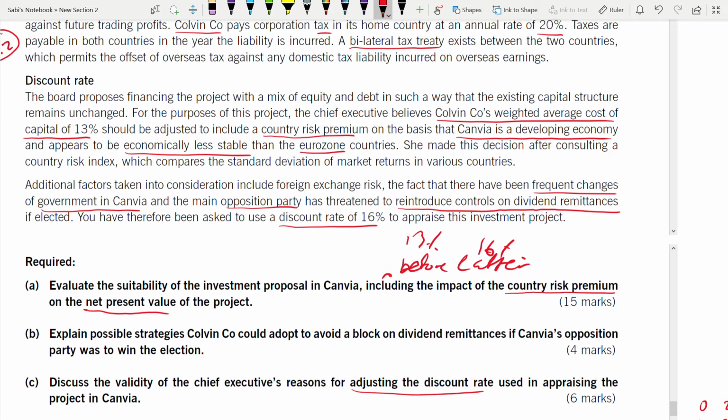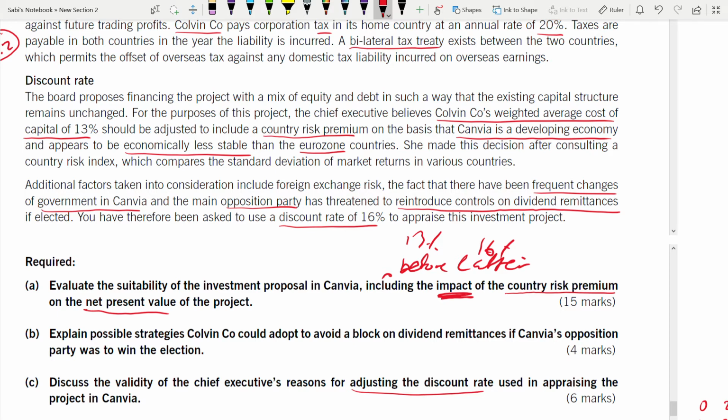They ask this question, which is not very clear when you read it like this. Because we always assume including means impact means only with 16%. No. Otherwise, how will you show this impact? How will you show this impact if you don't know what is before and after?